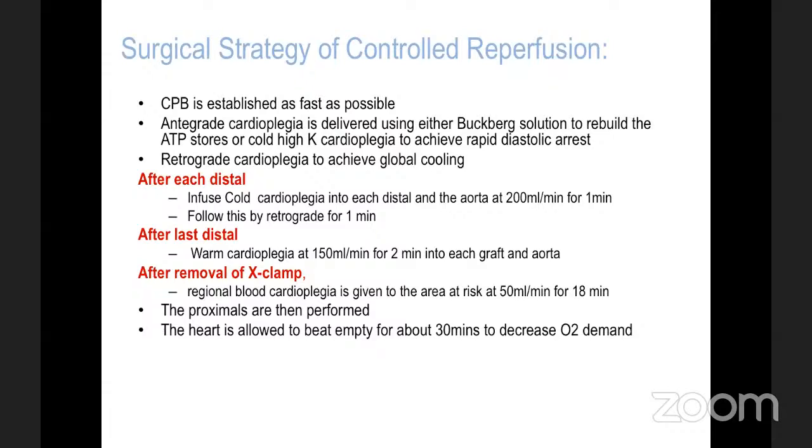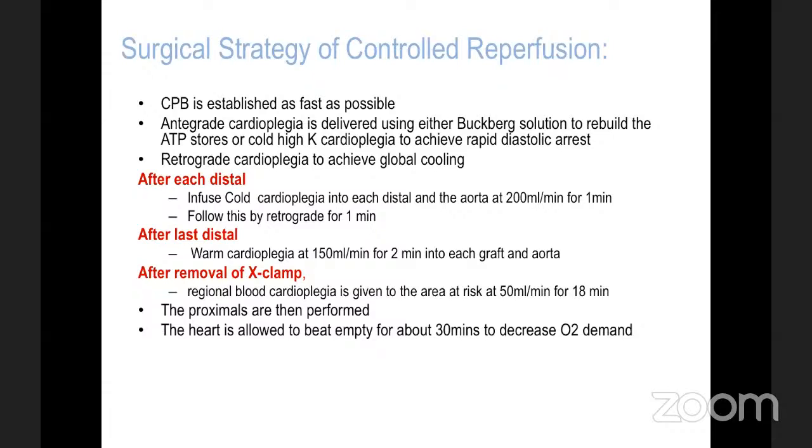So the bypass is established as fast as possible to decompress the left ventricle. Antegrade cardioplegia should be given with either Buckberg solution to rebuild the ATP or high potassium cardioplegia to achieve rapid diastolic arrest. Retrograde cardioplegia to achieve global cooling.